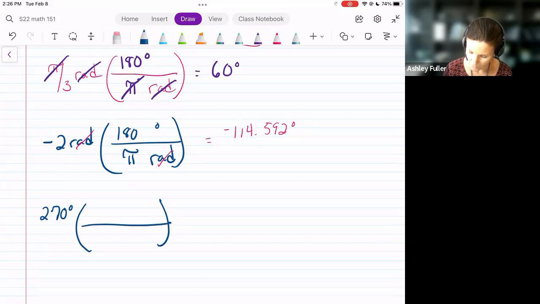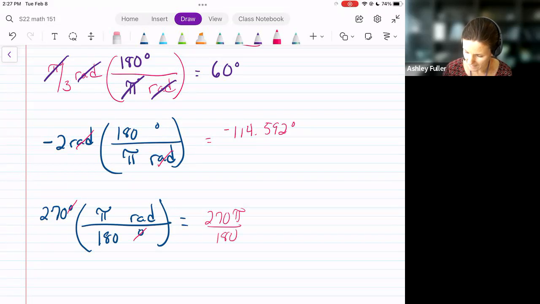The same method can be used if we want to go from degrees to radians. In this case, I want to get to radians, so that goes on top. I want to get rid of degrees, and notice things just flip. I know there are pi radians and 180 degrees. Multiply across the top, divide across the bottom, my degrees cancel, and I end up with 270 pi over 180, which can be simplified. If I divide everything by 9, I get 3 pi over 2 radians.